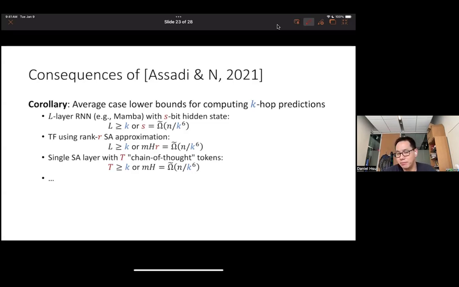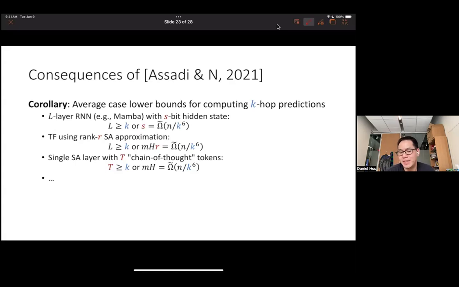If you take any of these recurrent neural networks, even the multi-layer ones, either the number of layers has to grow linearly in k, much worse than a transformer, which is log k, or the state space size has to be large, like n over k to the sixth. So think of k as some smaller power of n, n to the 1 over 12 or something, and then this is saying that s will have to grow quite large, like root n.